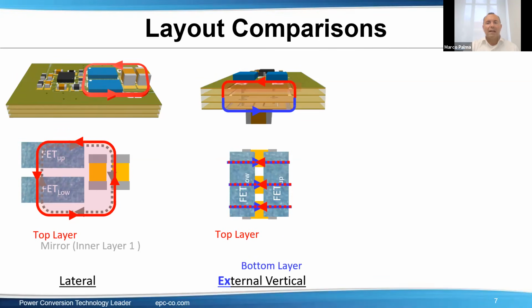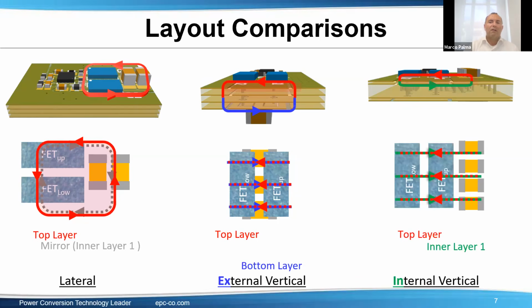Next, we'll examine the external vertical layout, which is also popular. The bypass capacitors are on the bottom of the PCB, and the switches are on the top of the PCB. In this case, the power loop is like this, and you can see from the top how it goes in one direction and closes in the other direction. This layout is characterized by the vertical orientation of the power loop, where the bus capacitors are placed on the bottom and the FETs are on the top side.